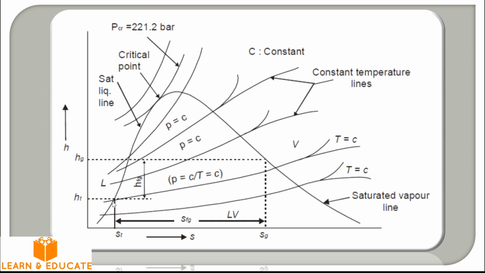If the phase change is taking place at a given temperature and pressure, depending on the pressure and temperature values, from the saturated liquid line you can get HF, and from the saturated vapor line corresponding to that pressure and temperature you can get HG. Similarly, you can get SF and SG. The difference between these two will be the SFG. Similarly, HFG.